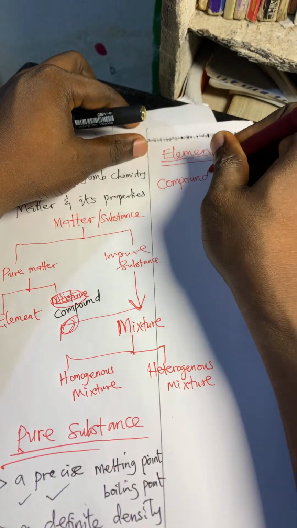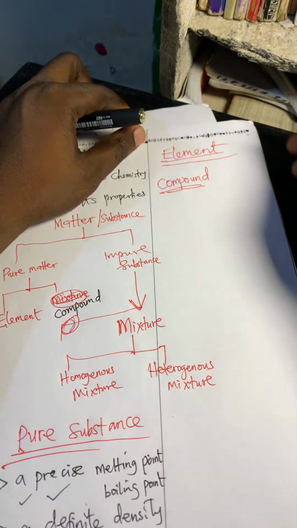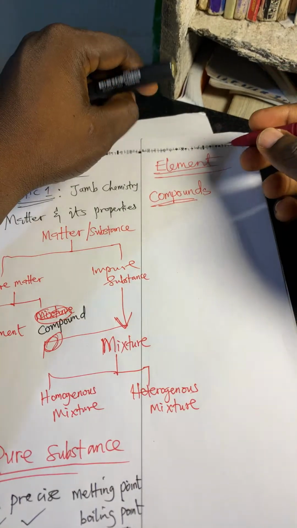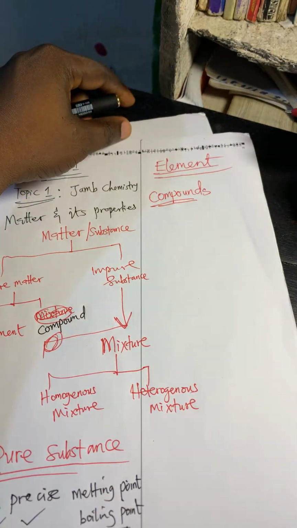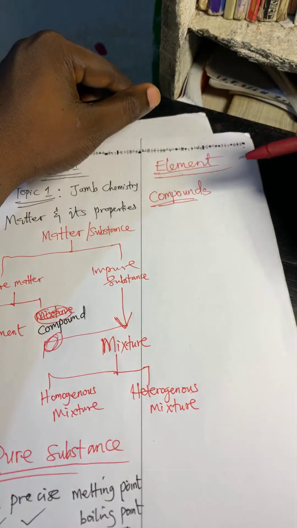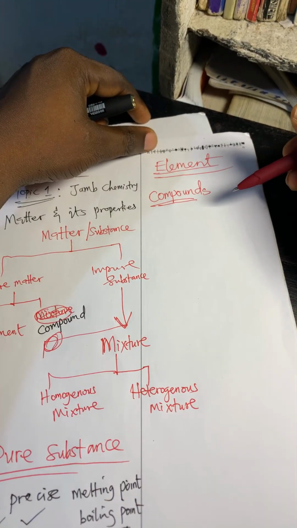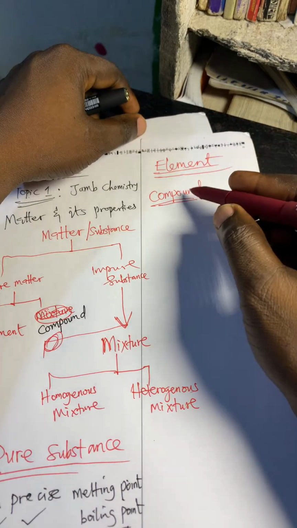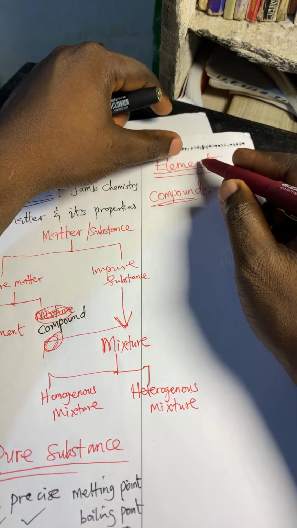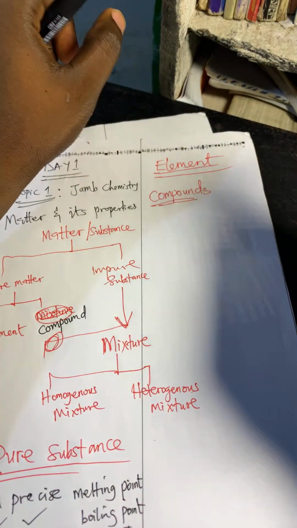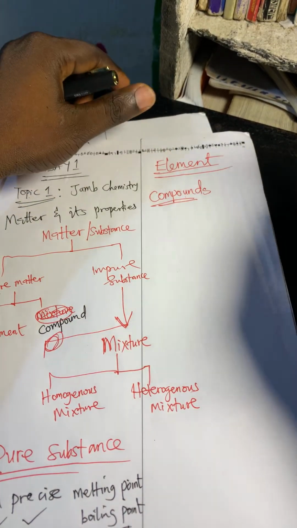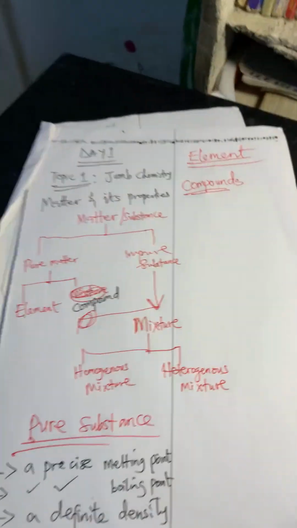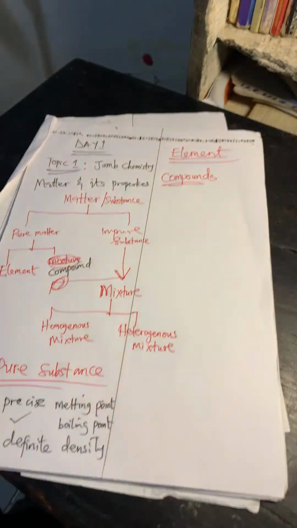Now let's talk about compounds. When we mention compound, what do we mean by that? Compounds simply means substances which contain, I already said this, two or more elements chemically combined together. That means two or more elements chemically combined give a compound, and two or more elements physically combined give a mixture. We're going to talk about that. Anyway, compounds are substances which contain two or more elements chemically combined together.